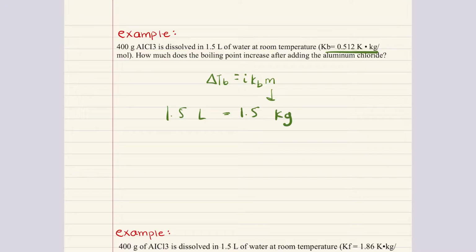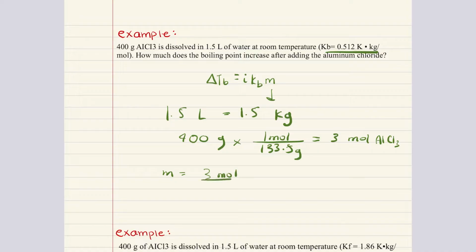Now, let's go ahead and figure out the moles of aluminum chloride. We know we have 400 grams of aluminum chloride. We can go ahead and convert this to moles by using the molar mass. 133.5 grams of aluminum chloride is equal to 1 mole of aluminum chloride, and 400 divided by 133 is about 3, so we have about 3 moles of aluminum chloride. Then molality is just 3 moles divided by 1.5 kilograms, and that gives us 2 molal. Wonderful, so that is m.